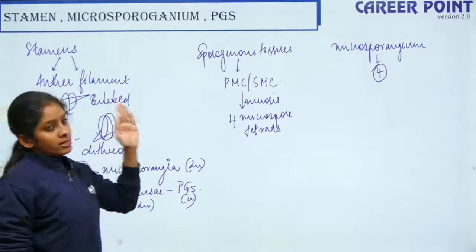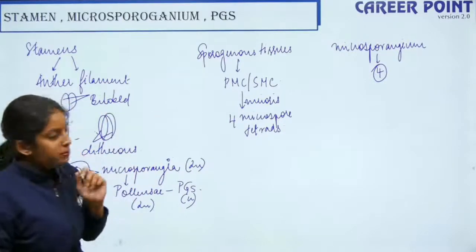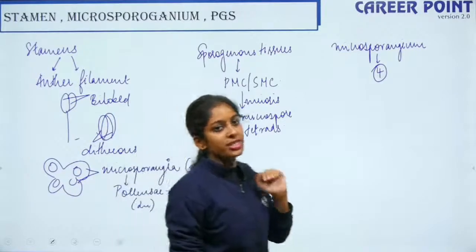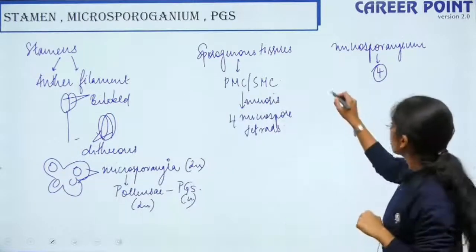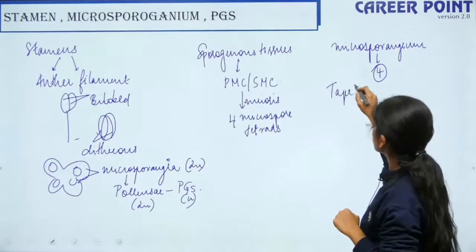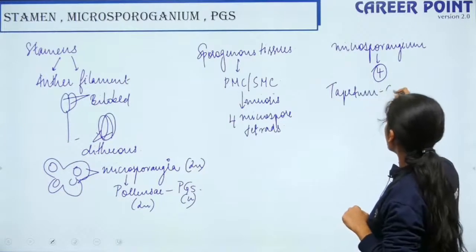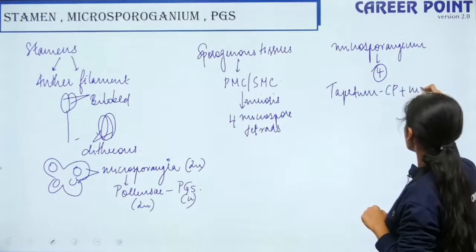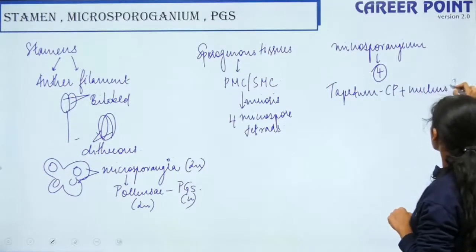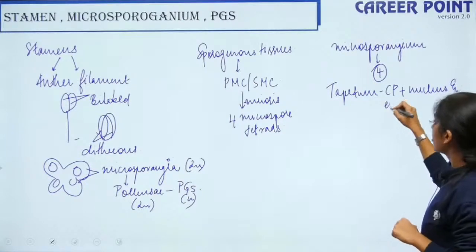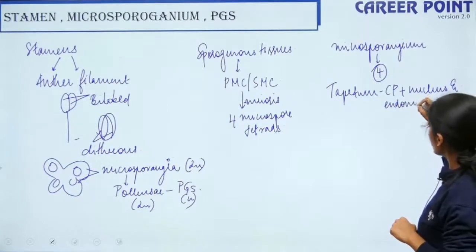Alright. Then the last layer, that is tapetum. So tapetum helps in nourishing the developing pollen grains, and the cells of tapetum have a dense cytoplasm plus nucleus, and they have more than one nucleus.